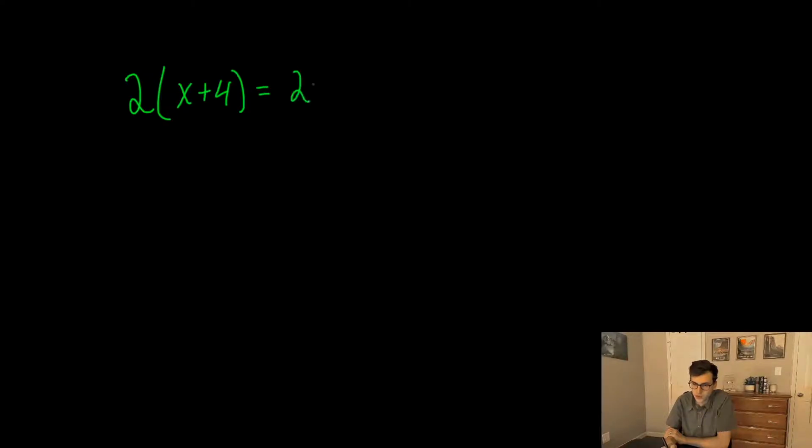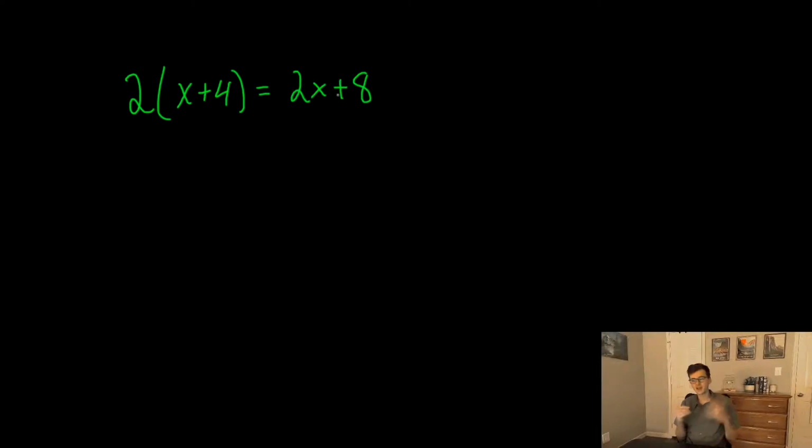In this video, we're going to continue talking about equations with variables on both sides. But we're going to see that when you have variables on both sides, some strange things can start to happen. So let's look at an example. What if I had something like this? 2 times x plus 4 equals 2x plus 8.